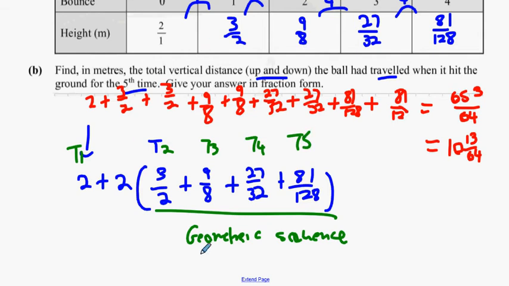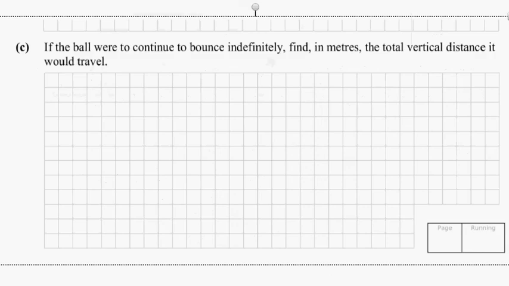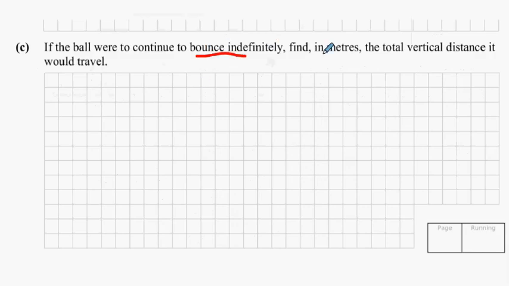But we can rewrite this. We don't have to make that T1, so what we could say instead is that, look, your T1, your T2, your T3, and your T4. We could do it that way. Now, what does the next question ask us? Probably the sum to infinity, if I'm honest. Continue the ball, S infinity, find in meters the total vertical distance, right?